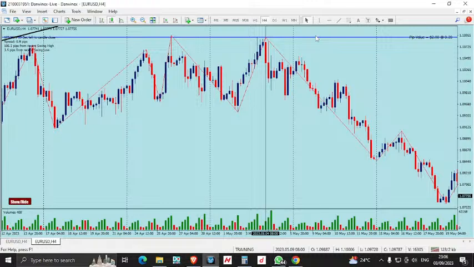You can trade on the 4 hour and make your money without being on the chart always. So this is all we need to know about market structure.